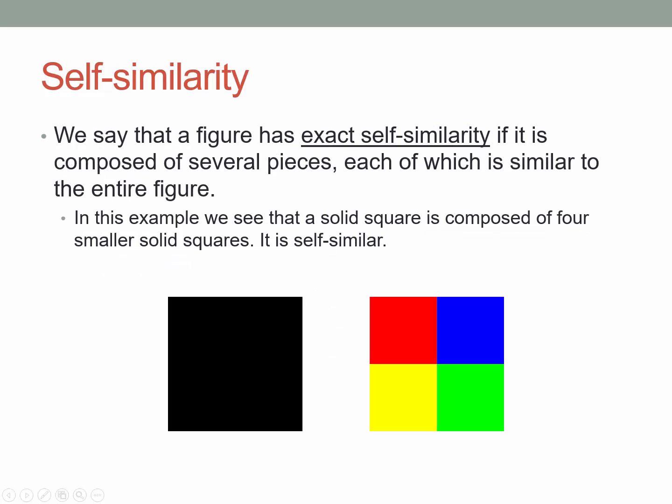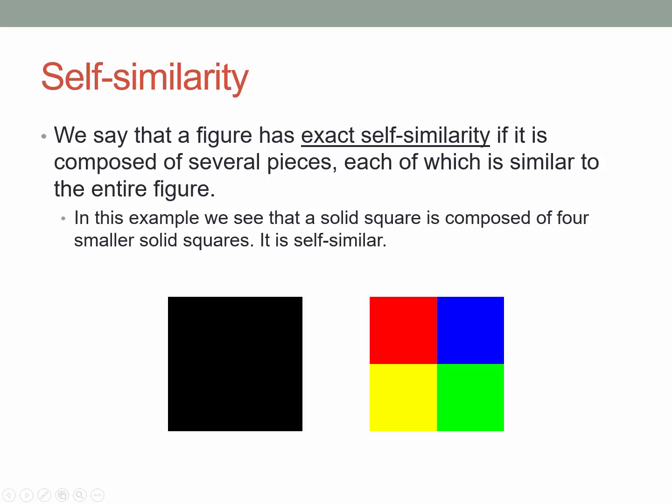Now, we say that a figure has exact self-similarity if it is composed of several pieces, each of which is similar to the entire figure. You probably never thought about this notion before, but in fact, some very familiar and simple geometric objects are exactly self-similar. For example, suppose you take a solid square.